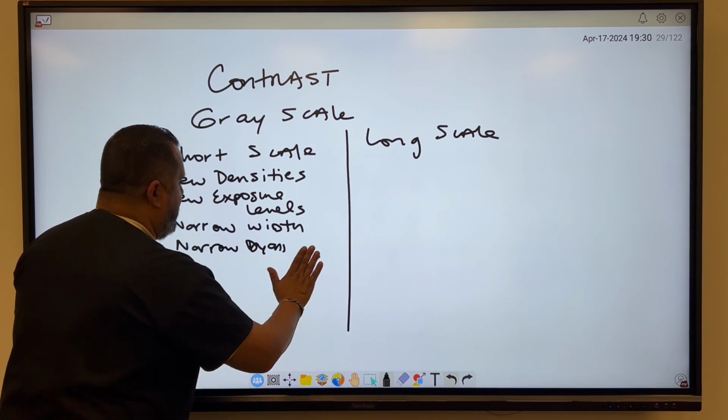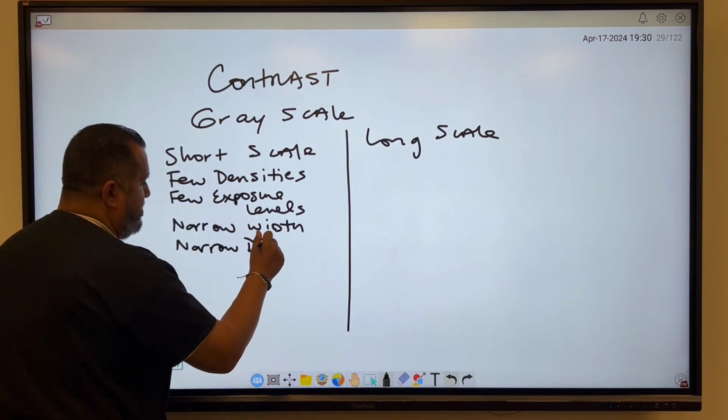If I can spell it correctly, right? Dynamic range.